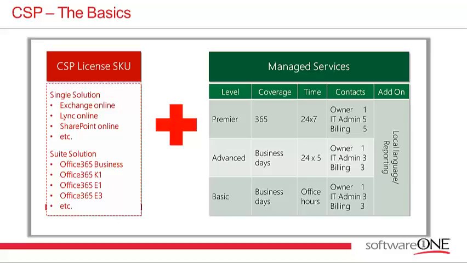All right, so as I hinted to, here's another way to look at it, just reinforcing. A CSP is a license of Office 365 or Azure or any of the cloud solutions, plus managed service. Now from SoftwareONE, our managed service comes in 3 different flavors. Each one of these flavors is according to hours of coverage, 8x5 or business day, 24x5, so business week, or 24x365, anytime, no matter what.